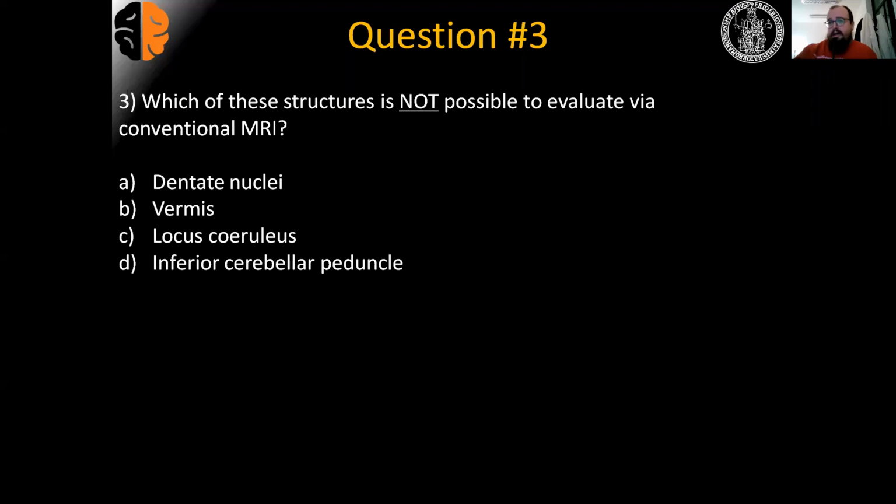Okay, so again, this was a very, very fast overview of the anatomy. Just to be sure that everything is clear, here is a very fast question. Which one of these structures is possible to see with conventional MRI and which one, of course, is not? So please select the one that is not possible to see with conventional MRI.